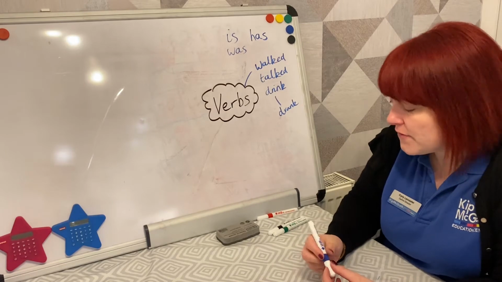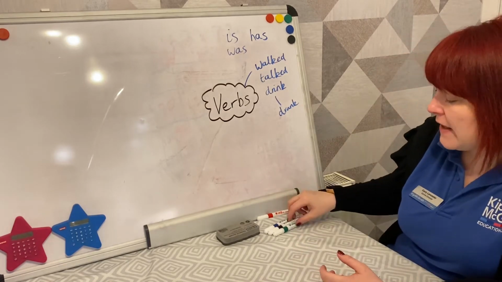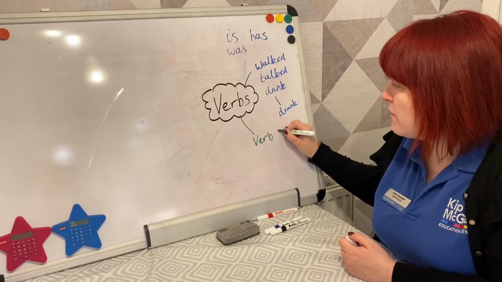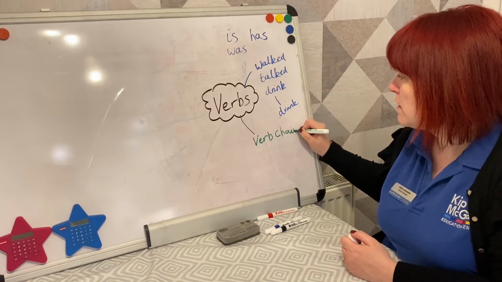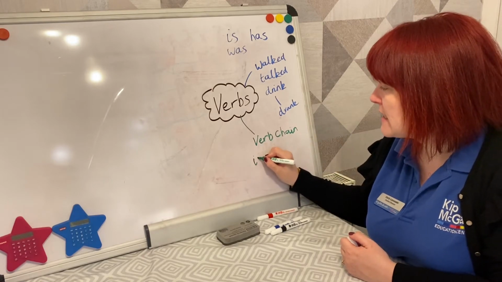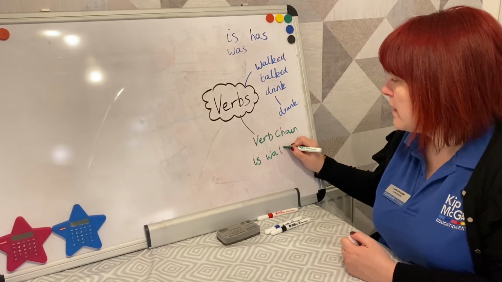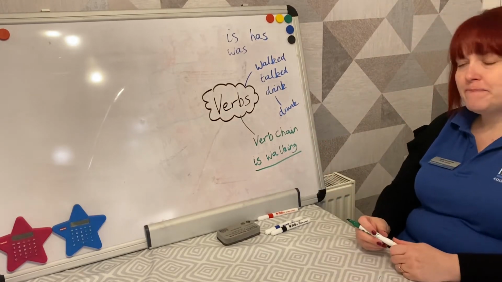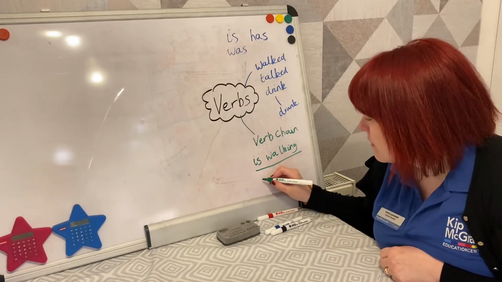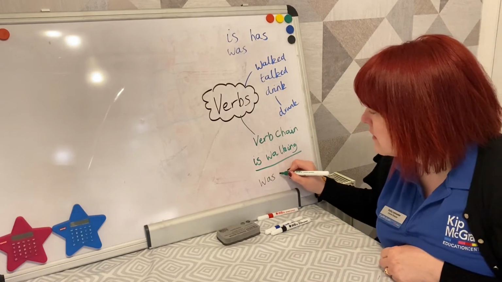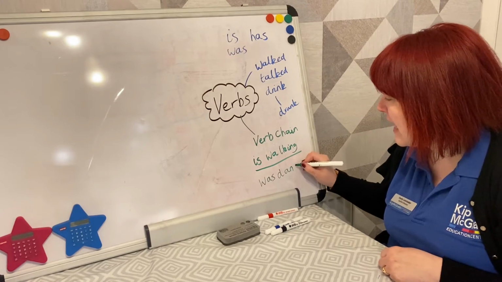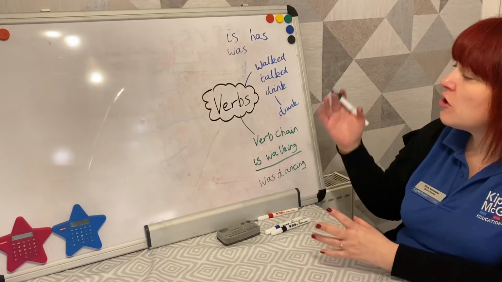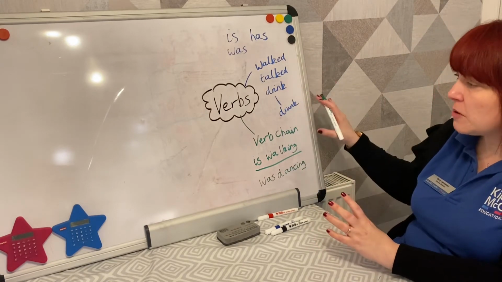But we also have verb chains, and that is when we have a few words together that make the verb. So is walking. That's a chain because there's two words that tell us what they're doing. Okay? Was dancing. Again, there's a couple of words making up our verb. So we talk about verbs, we talk about verb chains, you can talk about tenses.